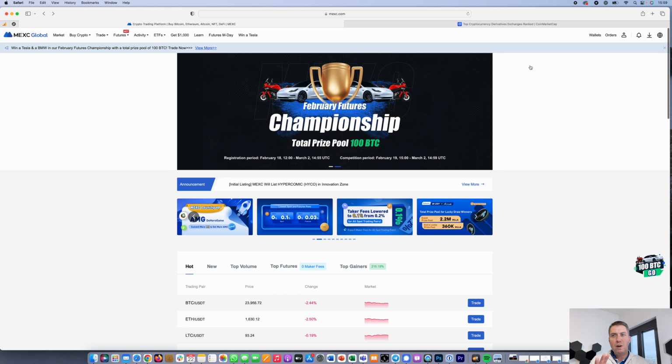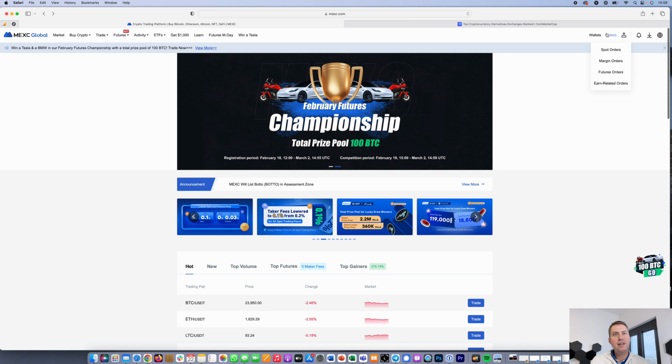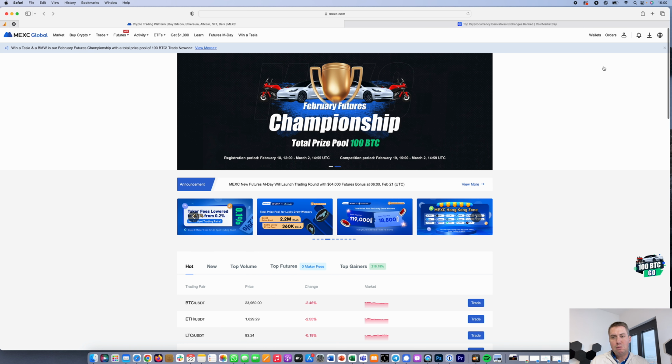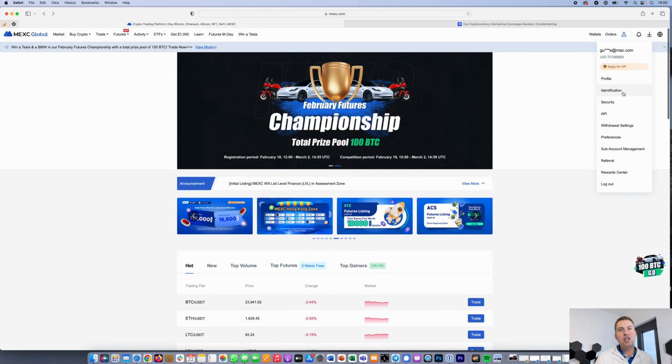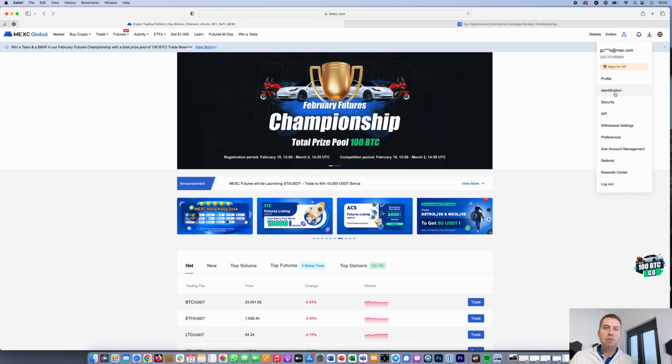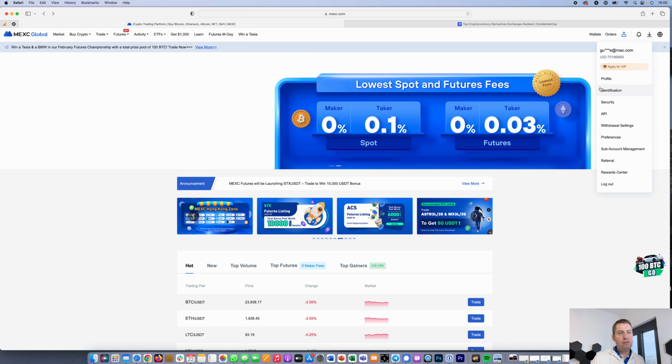Once you have an account, as I already said, you don't need to verify your identity. You only need to do that if you want to withdraw or deposit more than 20 Bitcoins per day. If you don't want to do that, you don't really need to verify your identity. Otherwise, you can do that here in the settings. Just go to identification, and then you can upload a picture ID of yourself and verify your identity.